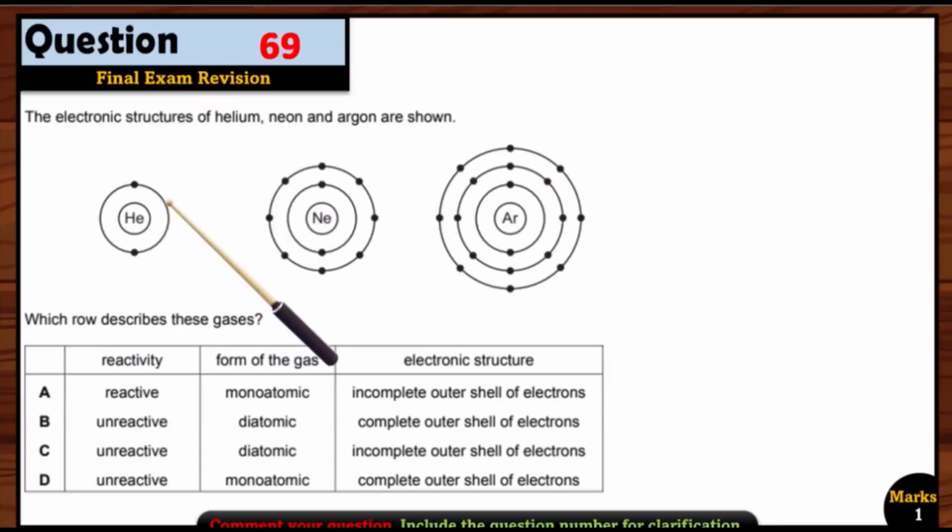Question 69. The electronic structures of helium, neon, and argon are shown. Which row describes these gases? So reactivity. Of course, they are unreactive. Okay, A option is wrong. Now let's see. They are diatomic? No, they are always monoatomic. So option D is the right option here.